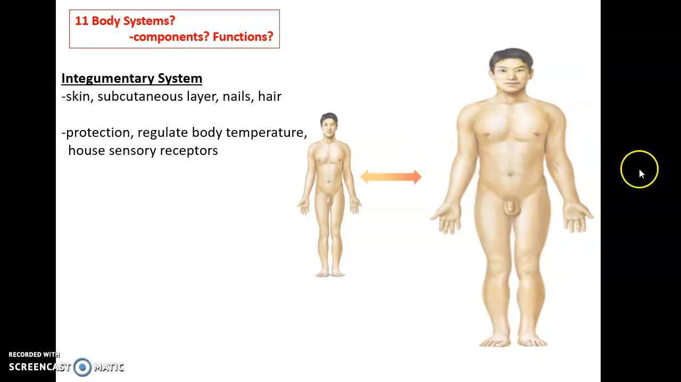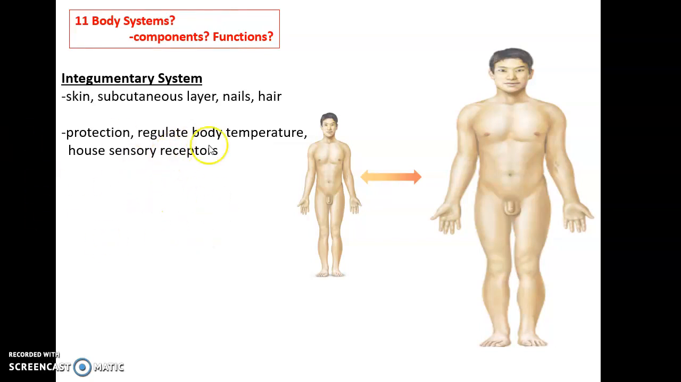The skin, our largest organ of the body, also includes structures associated with the skin: the subcutaneous layer, the nails, the hair. The skin's job is protection. It helps protect underlying tissues from injury, from abrasions, from chemicals, from UV radiation. The skin is also a very sensuous organ. It has lots of sensory receptors for touch, for tickle, for itch, for temperature, for pain.